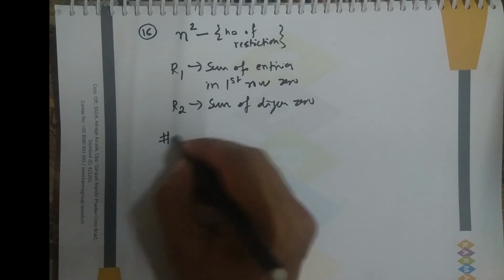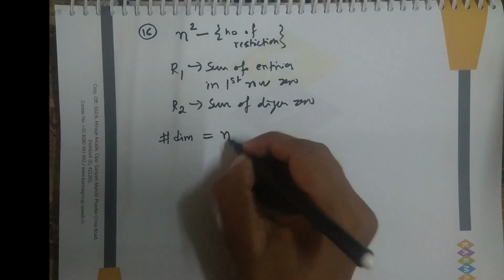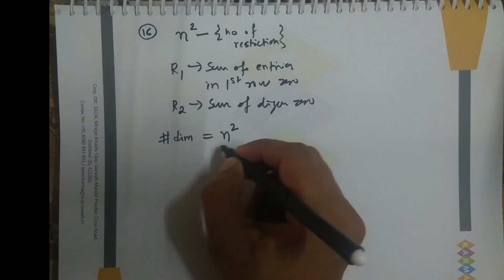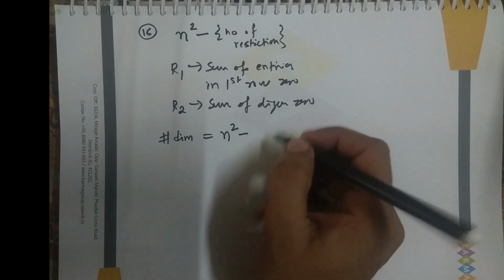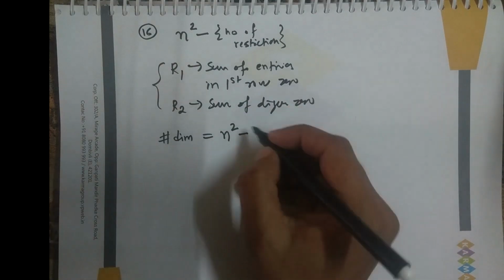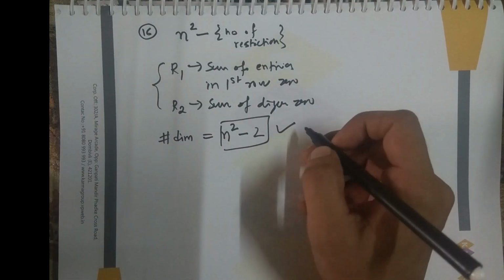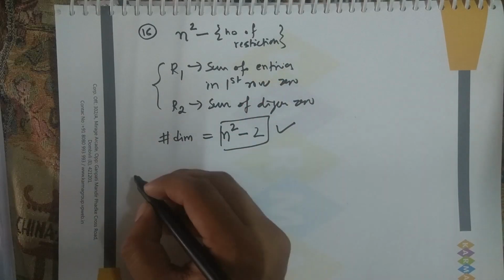So what will be the dimension of the given space? n square, the dimension of n cross n matrices, minus the number of restrictions. How many restrictions are there? There are two restrictions, namely R1 and R2. So the dimension will be n square minus 2. So which option will be correct? D option will be correct.